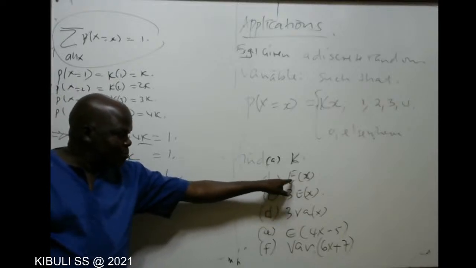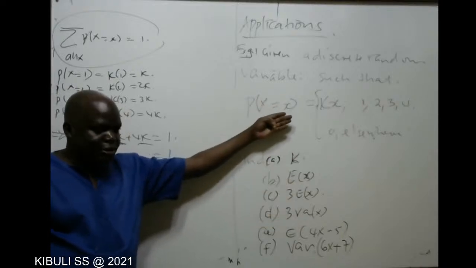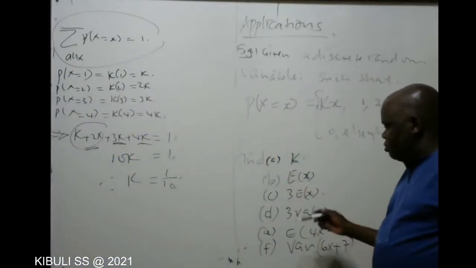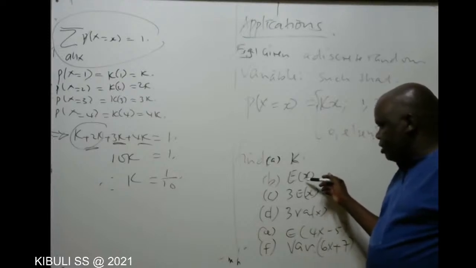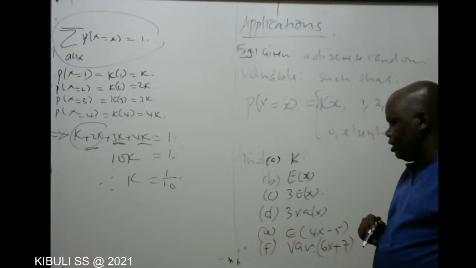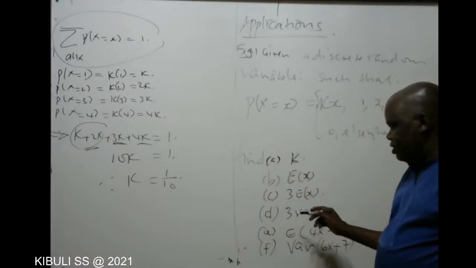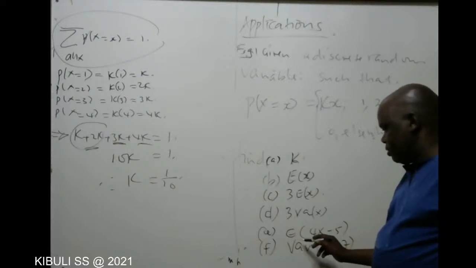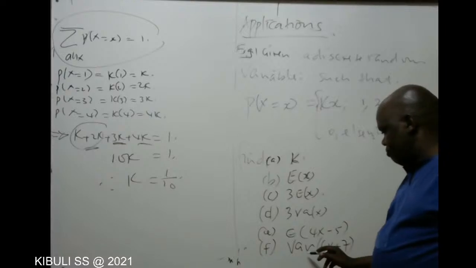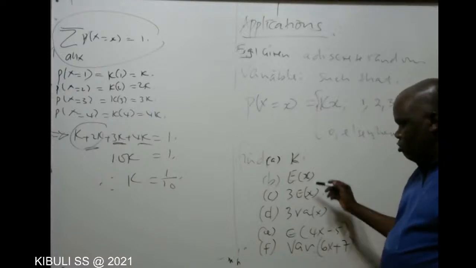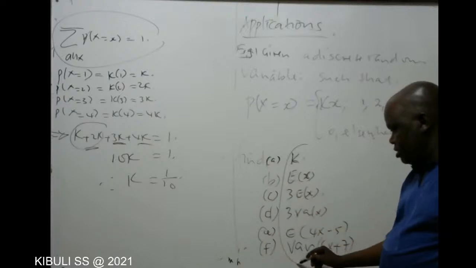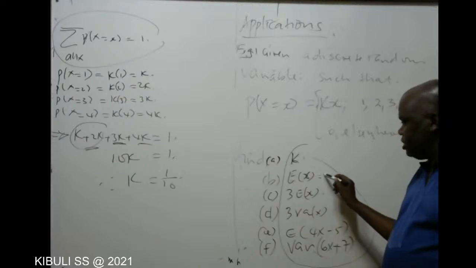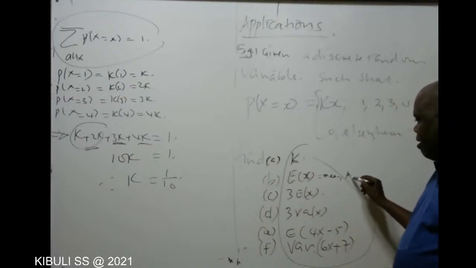Now, after getting this, we are going into application. First of all, what do we know about this? And this is how the question can be framed. This one means expectation. This one means variance. This one is 3 times that one. This one, expectation of 4x minus 5. This one, the variance of 6x minus that one. So you need to be abreast with these symbols. That means we are going to work out the expectation, which is the same as the mean, the average.